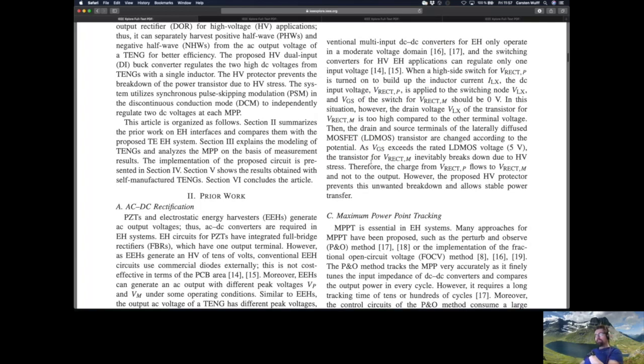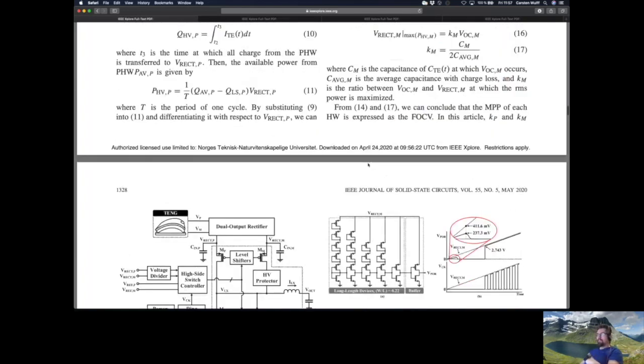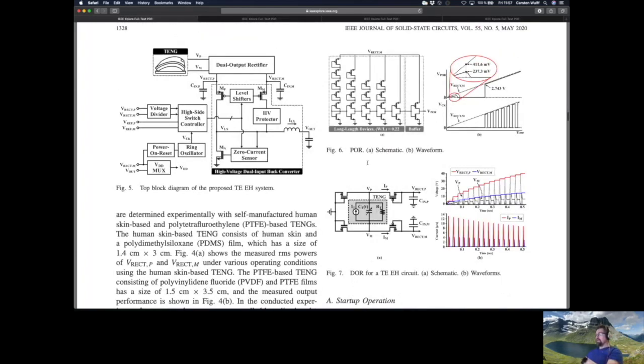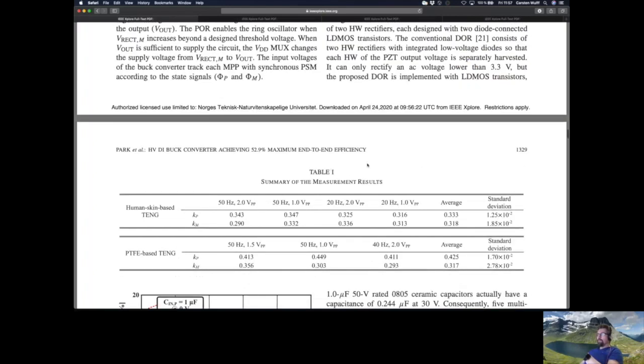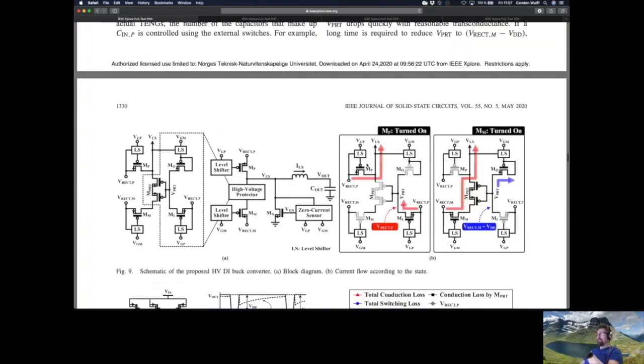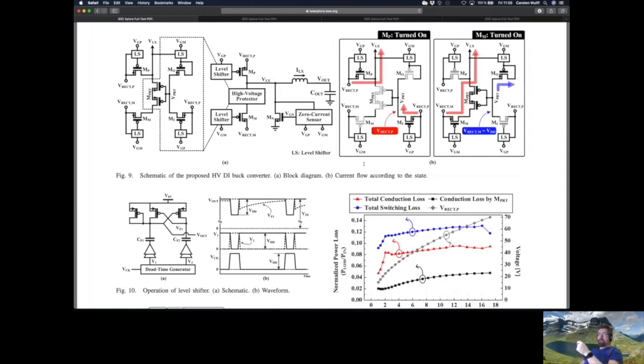So you can find the latest techniques and the most fancy things and good design ideas in the latest papers. And it's always good to look at the latest papers before you start designing a circuit, because that gives you the best, latest ideas.